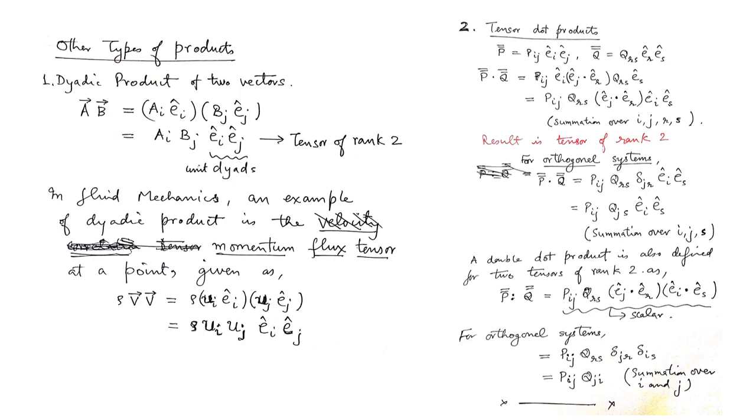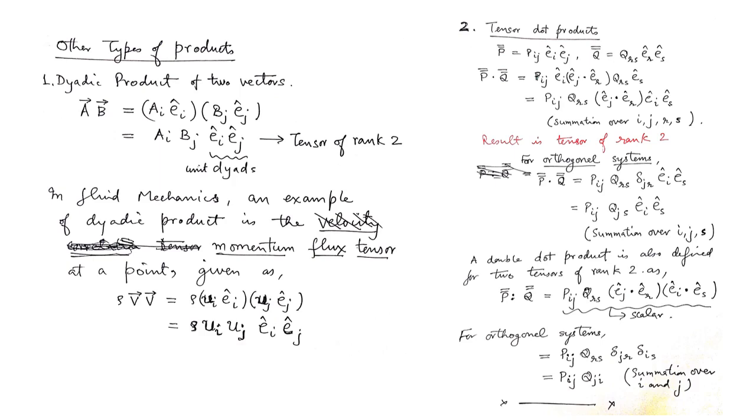Now we will look at tensor dot products. We have been discussing the dot and cross products in the context of vectors. So let us use two tensors and see how we can define their dot products. If there are two tensors P and Q in general, I write them as Pij ei cap ej cap and Qrs er cap es cap.